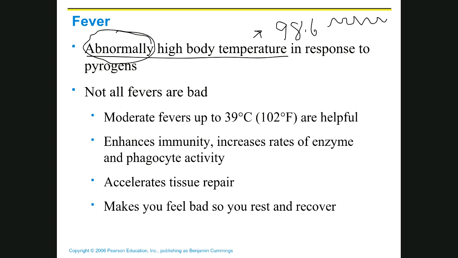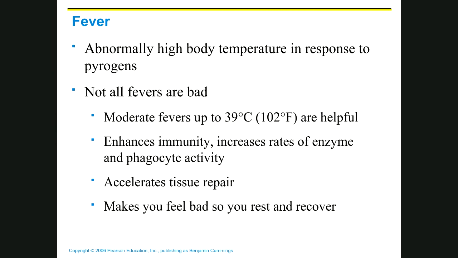Now, it doesn't have to be very high. You can have a fever at 100, or 100.5, or 101, or whatever. All of these are higher than normal, and it's an abnormal high. Well, what causes a fever are chemicals called pyrogens. Remember, gen means create, pyro means fire. So it creates fire in your body.